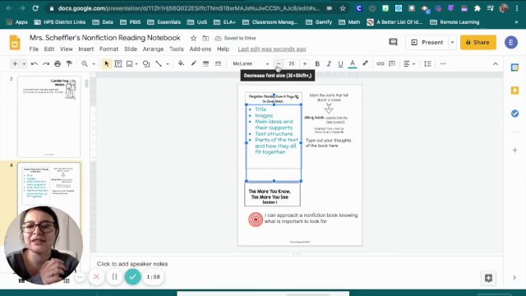So this means different chunks of the text, different pieces of information, and how it all connects to create one book or one article about a certain topic.